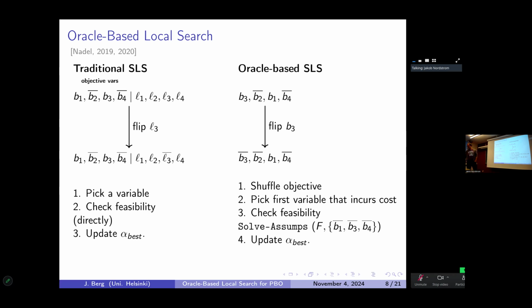I'll have a more detailed example of this next slide. Yeah. But this is, yeah. Why is B2 not appearing in the assumptions? Is it a typo? It's a typo, sorry. Yes, it should be. Yeah, this should be B2.